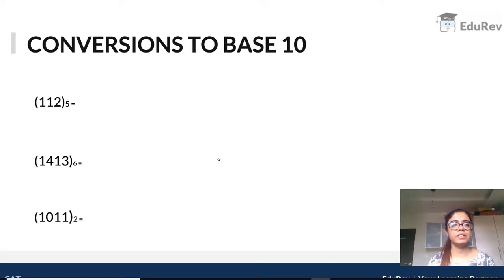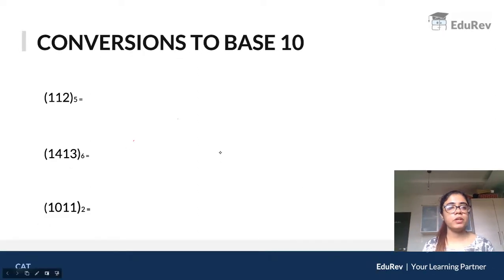Now let's look at the first example. Suppose your number is 112 to the base 5. When I say base 5, you can define only 5 digits, that is 0, 1, 2, 3, 4. That's it. No other number, number 5, number 6, number 9 is not defined in this system. So you can form any number with only 0, 1, 2, 3, 4. Now how do you convert this number to the base 10?